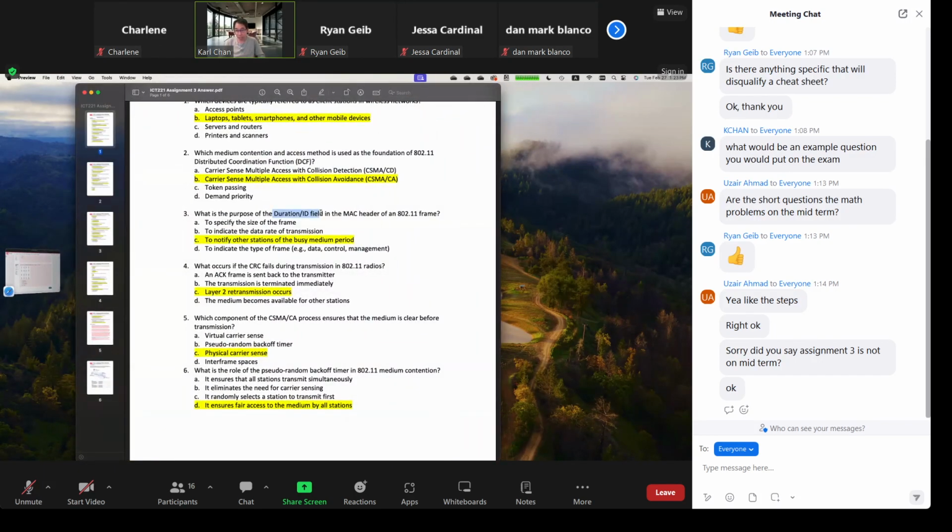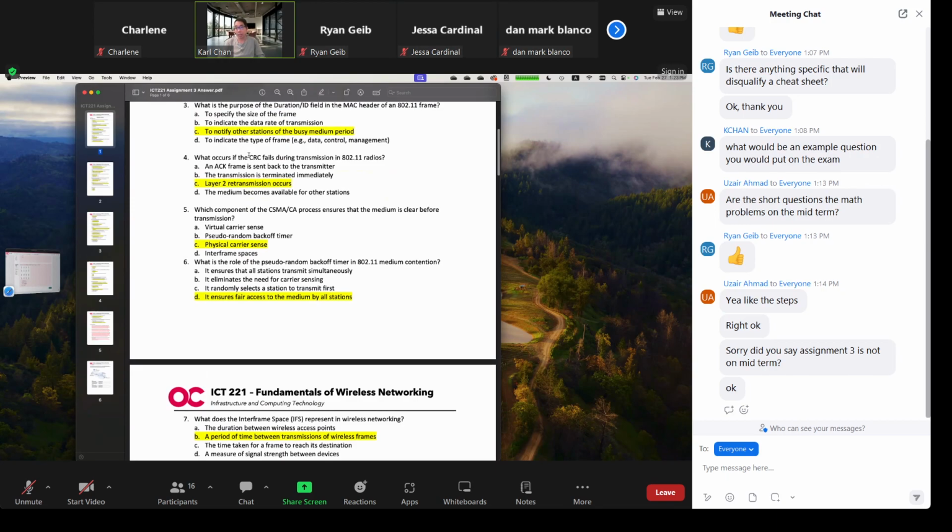So this duration ID field in the MAC header is notifying other stations of the busy medium period, how long the medium is busy. Also the CRC, what occurs if the CRC fails? If the CRC fails, it means no ACK, no acknowledgement is sent back to the transmitter, so the transmitter will have another transmission. We will have a layer 2 retransmission. We don't want that.